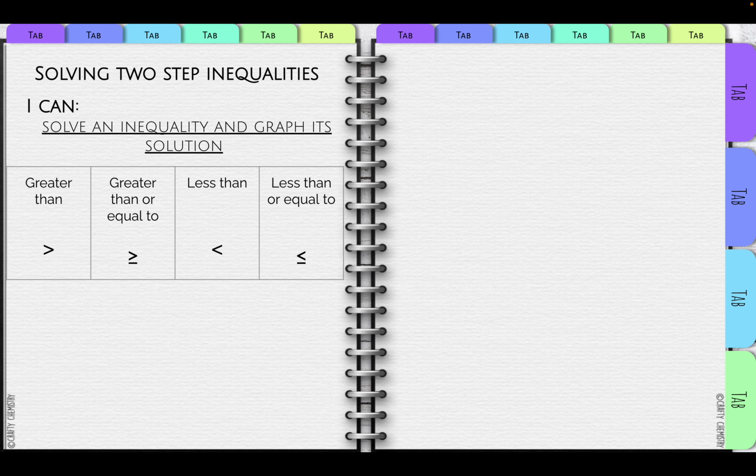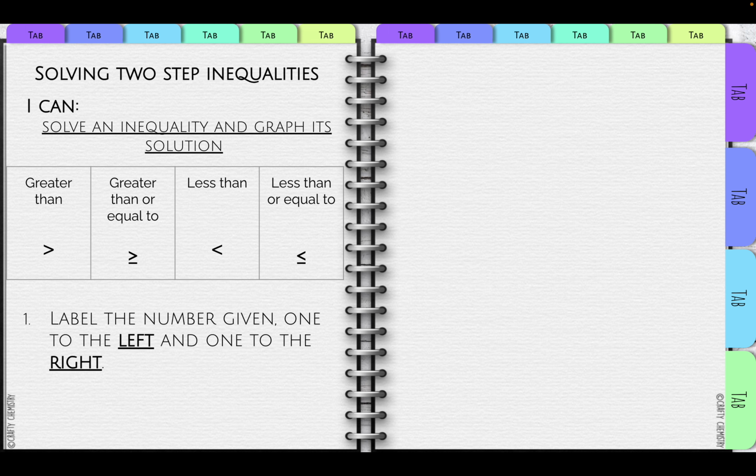Okay, so these four symbols are the inequality symbols. Greater than is this one. Greater than or equal to is the same as greater than, but has the equal to line underneath it. This is the less than symbol, and this is the less than or equal to symbol, again having that equals to line. So one way to start off working with variables and inequality symbols is to graph them.